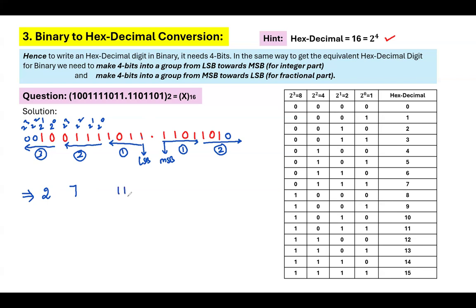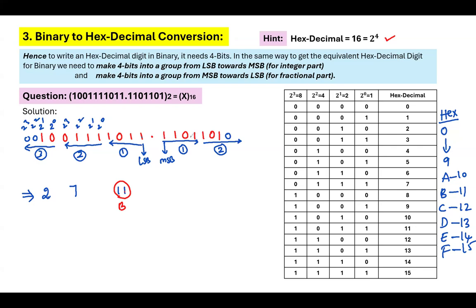But in hexadecimal, we never use 11 directly. In the hexadecimal number system, we have 0 to 9 decimal digits and then A, B, C, D, E and F. A means 10, B is 11, C 12, D 13, E 14, F 15. Now we should replace 11 with the equivalent alphabetic letter. So we should write B instead of this 11.